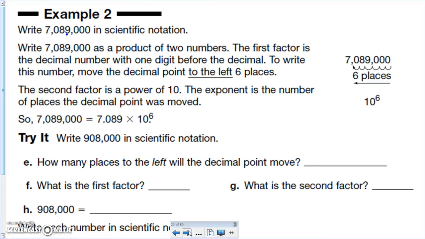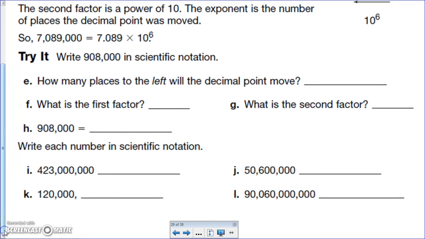It's always going to be a multiplication. It's always going to be a base 10. And the reason the exponent is 6 is because the decimal came from the end of the number and moved 6 places to the left. So for the try it, we're going to write 908,000 in scientific notation.